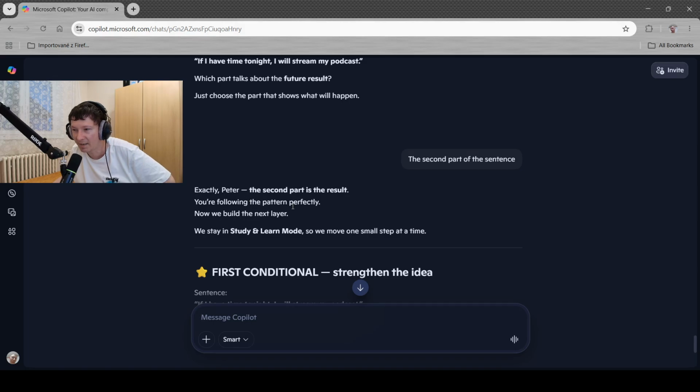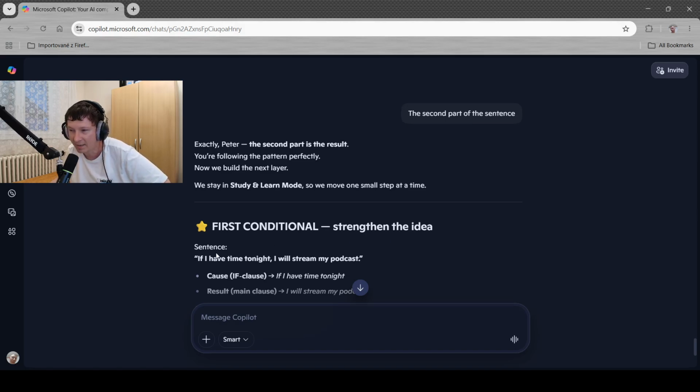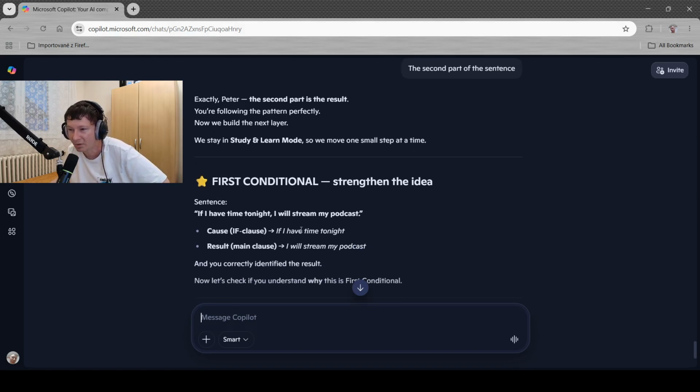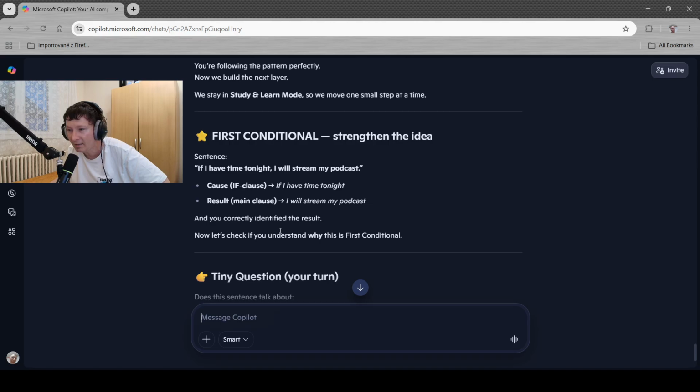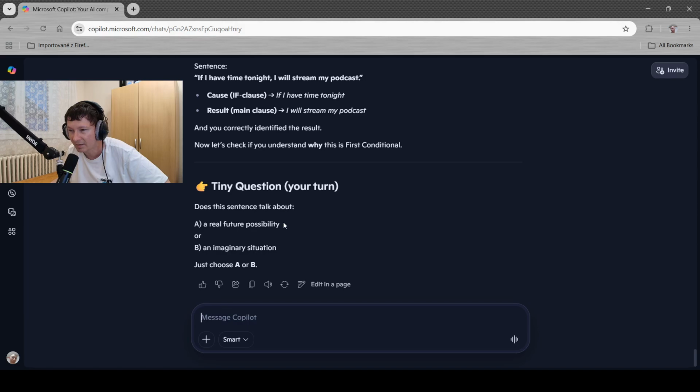Exactly, Peter. The second part is the result. You're following the pattern perfectly. Now we build the next layer. We stay in the study and learn mode, so we move one small step at a time. First conditional. Peter, just continue the idea. Sentence: if I have time tonight, I will stream my podcast. Cause: if clause, if I have time tonight. Result: main clause, I will stream my podcast. And you correctly identified the result. Now let's check if you understand why this is first conditional. Tiny question, your turn. Does this sentence talk about a real future possibility or imaginary?